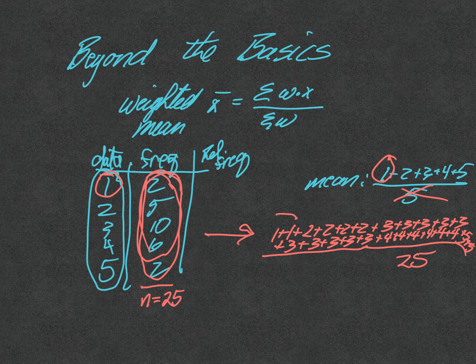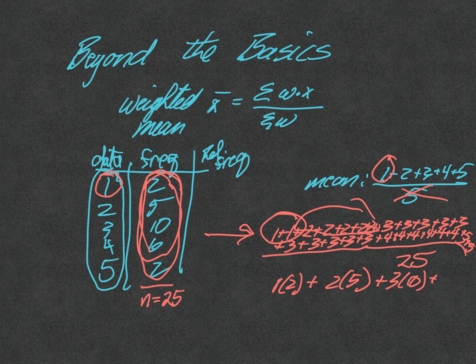But then you look at it and say, wait a second, multiplication can shorten this. What if I take 1 times 2 plus 2 times 5? Is 2 times 5 not the same thing as 2 plus 2 plus 2 plus 2 plus 2? Isn't 3 times 10 the same as adding 10 3s? And then plus 4 times 6, and finally plus 5 times 2. Then you divide by 25, the n value.